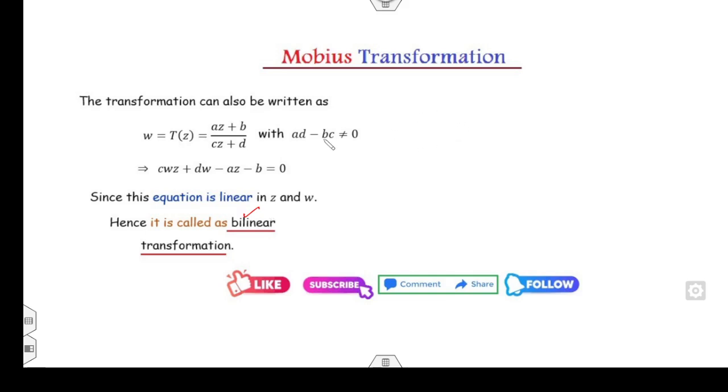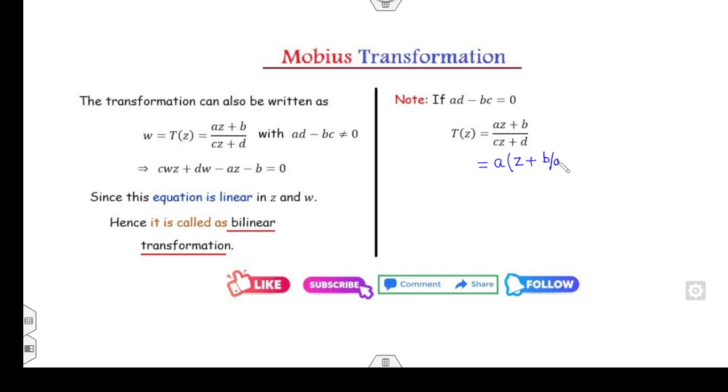Another case, because AD minus BC is non-zero, but what will happen if AD minus BC is equal to 0? I can take A common from the numerator, then it is B over A. I can take C common from the denominator plus D over C. Now AD minus BC is equal to 0. That means AD is equal to BC. If AD is equal to BC, what is the meaning for B over A? B over A is nothing but D over C.